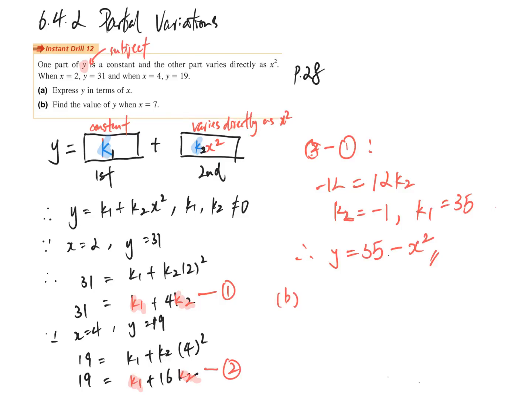And in part B, we have to find the value of y when x equals 7. So simply because x equals 7, therefore y equals 35 minus 7 squared, so 49. 35 minus 49 will give us negative 14. And that's all for part B.